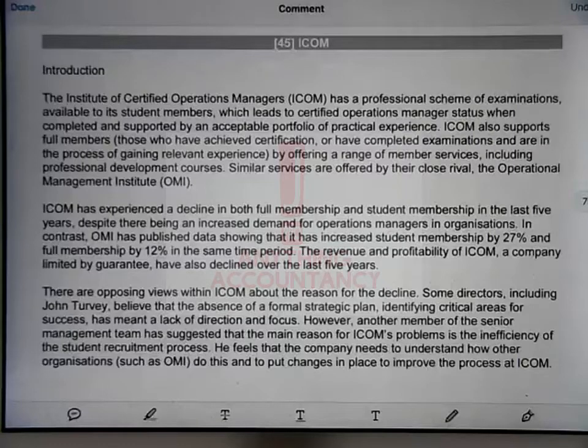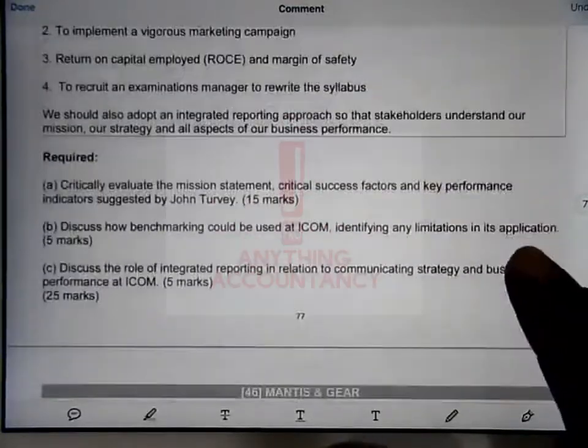Okay, have a look at this ICOM question. These are your finance chapters, alright? Now let's go to these requirements here. Let's look at what they want here.